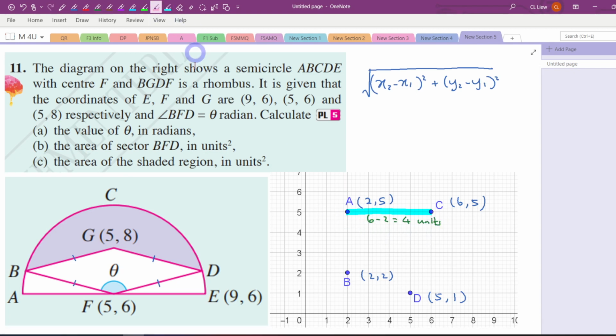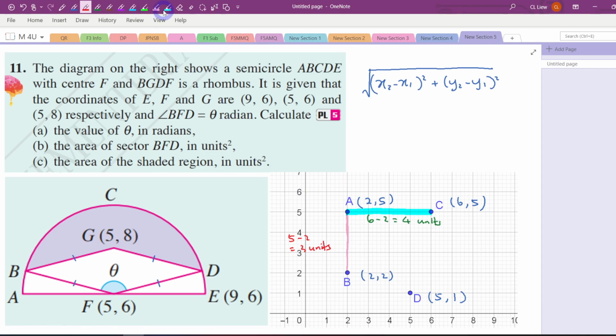How about if I ask you to find the distance between point A and point B? Again, we observe their coordinates. If they have the same y coordinate, we find the difference of their x coordinates. If they have the same x coordinate, we find the difference of their y coordinates. In this situation, their x coordinates are the same, which means these two points are vertical. We find the difference between their y coordinates, which is 5 minus 2, equal to 3 units. You can count 1, 2, 3. This is how we find the distance between two points.